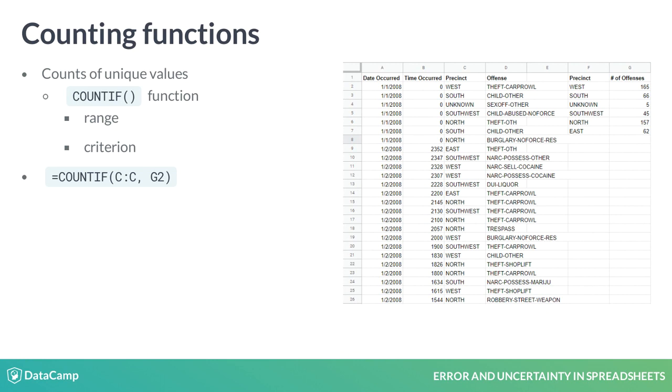So you can use the unique list of precincts and the Countifs function to count the number of crimes per precinct. You could also count the number of crimes that occurred after 8 o'clock by changing the criteria to all crimes with a time greater than 2000. Recall that our data lists times in 24-hour format.